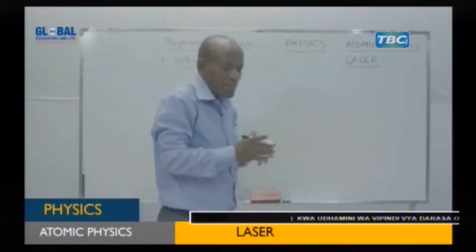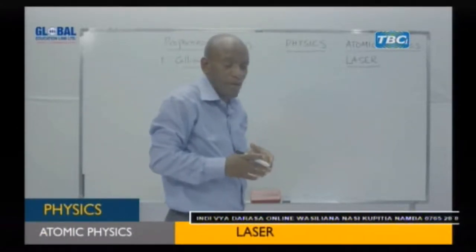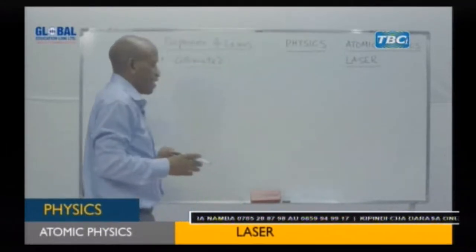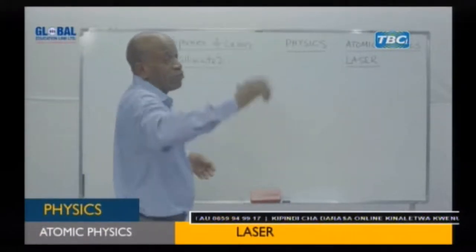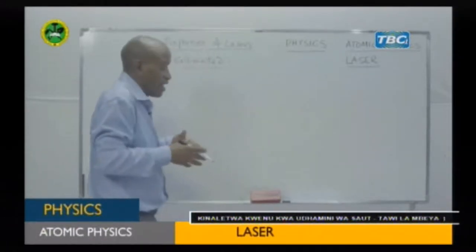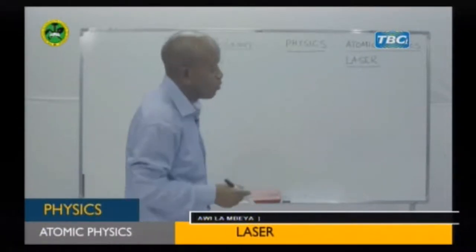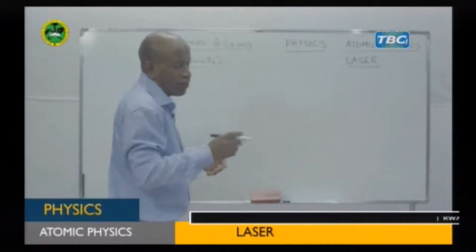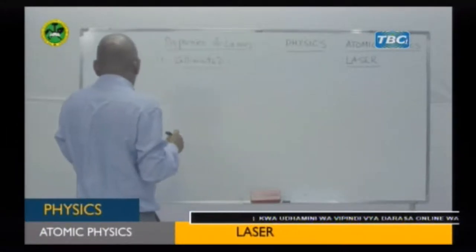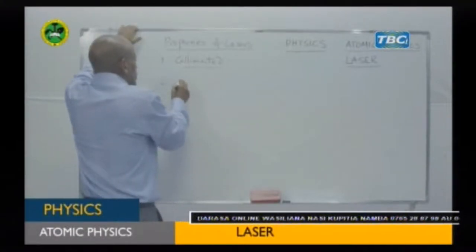And even the divergence of that light as it travels is almost nil, very, very small. That is why that light can travel over a very long distance with very small divergence. So that is collimated, and it makes the whole beam very strong and very intense, moving along a very narrow path with very little scattering. That is the very first property of laser. The second property is that laser light should be monochromatic.